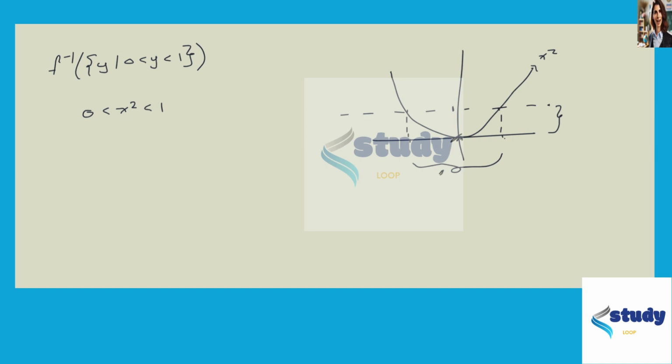So if we define this set as A, then the pre-image of A is simply the set of all x such that minus 1 is less than x is less than 1 and x is not equal to 0. The reason it's plus and minus 1 is because this is 1 and this is minus 1, because the intersection of y equals 1 with x squared is just plus and minus 1.